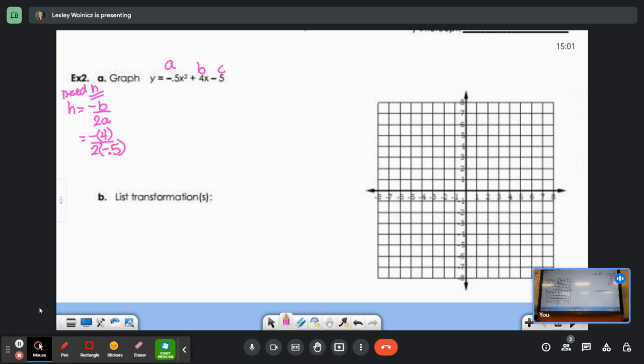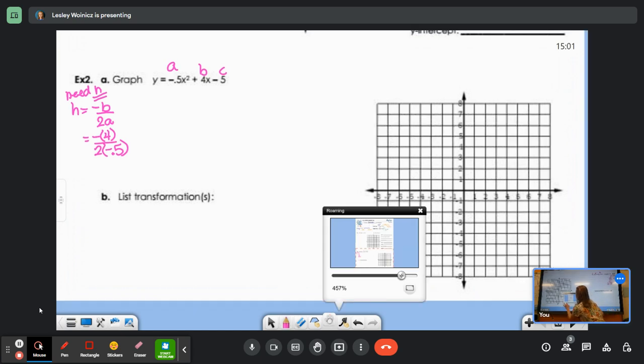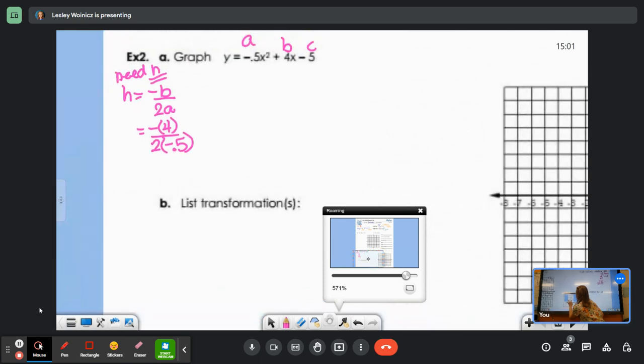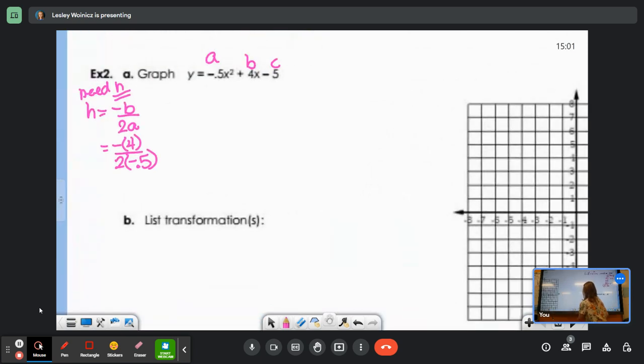Is this big enough where you guys can see it? I can zoom in. Let me zoom in a little bit. No, it's not that it's too small, it's just the lights were flickering on the screen. Oh, they were flickering? Okay.